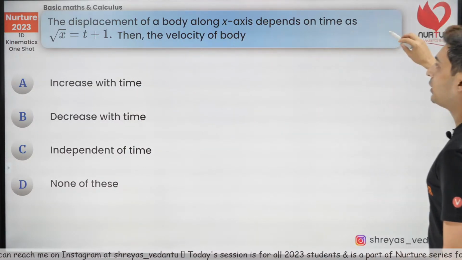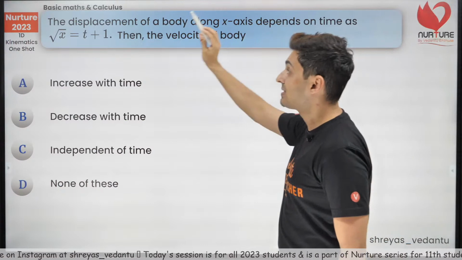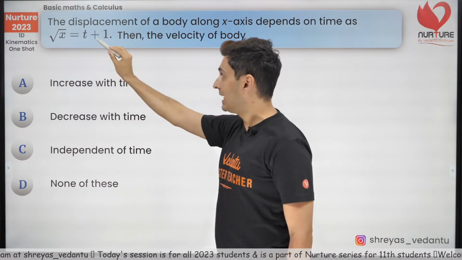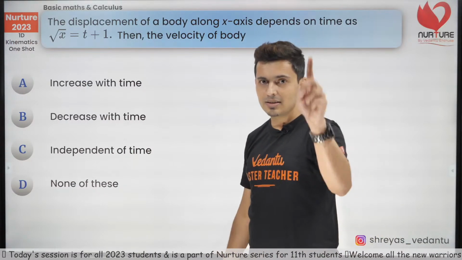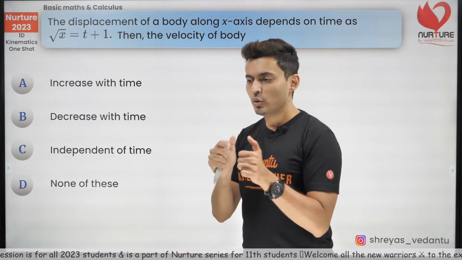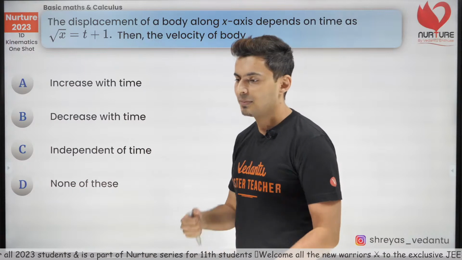The displacement of a body along the x-axis depends on its time. So x is a function of time like this. Then the velocity of the body. Well, let me tell you, you cannot just imagine and get the answer. You have to use derivatives and then only you will get it.